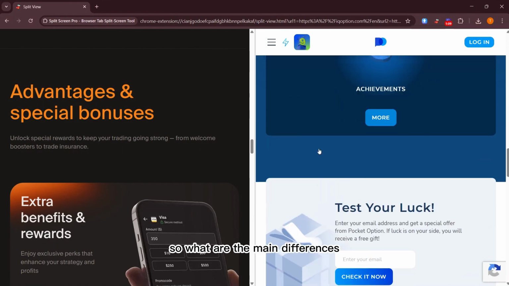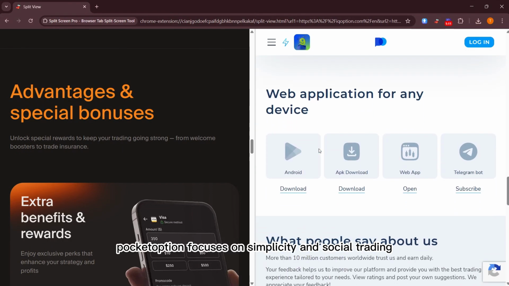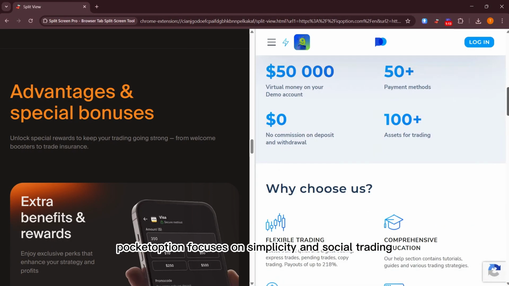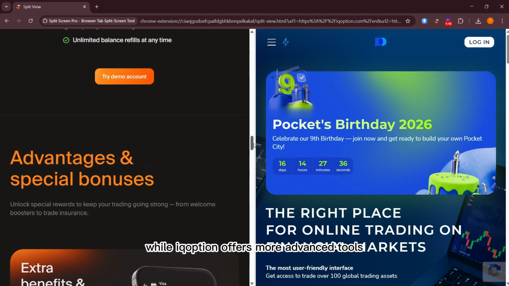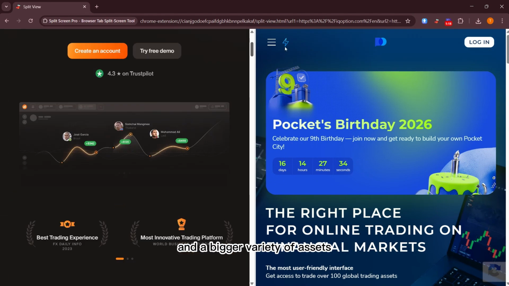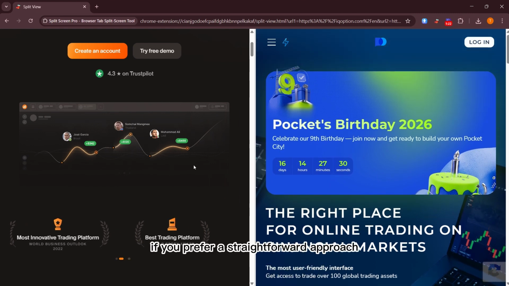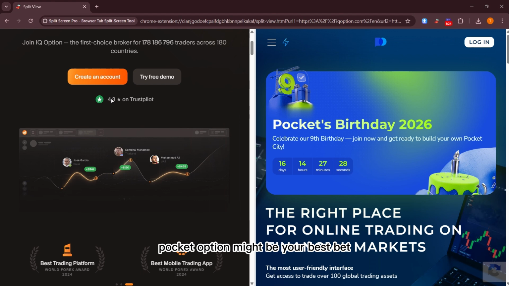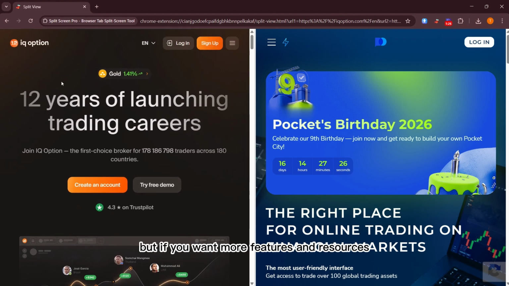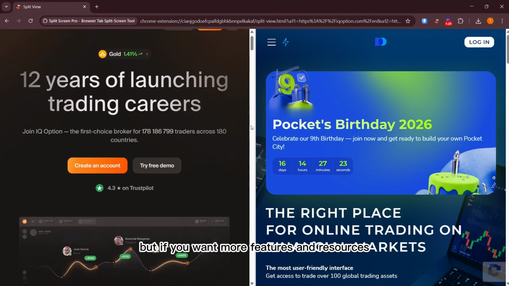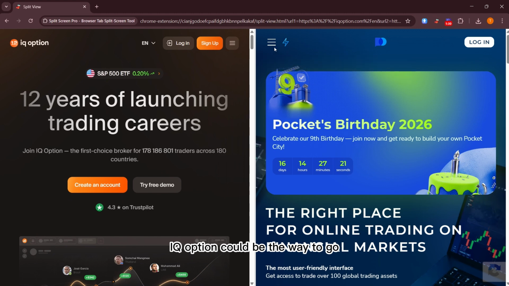So, what are the main differences? Pocket Option focuses on simplicity and social trading, while IQ Option offers more advanced tools and a bigger variety of assets. If you prefer a straightforward approach, Pocket Option might be your best bet. But if you want more features and resources, IQ Option could be the way to go.